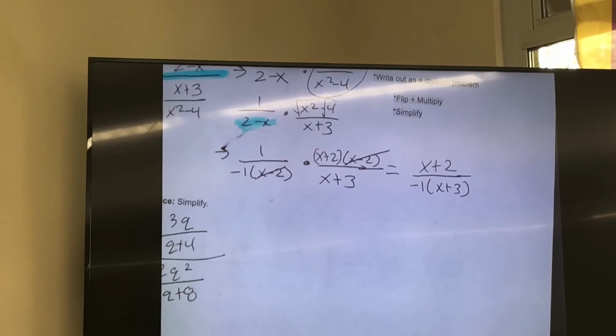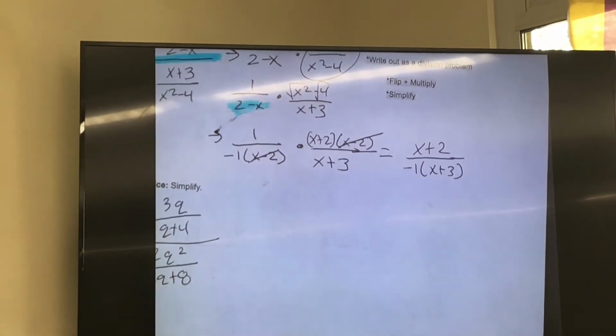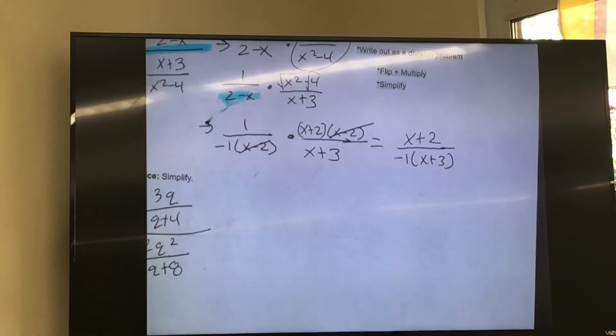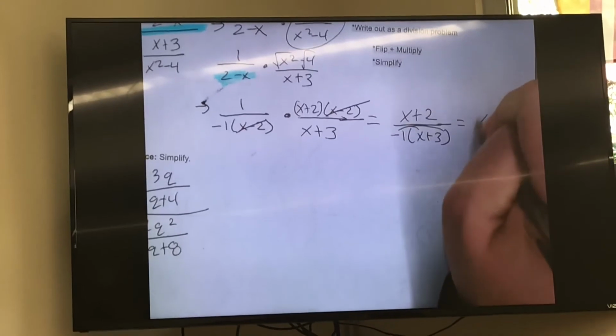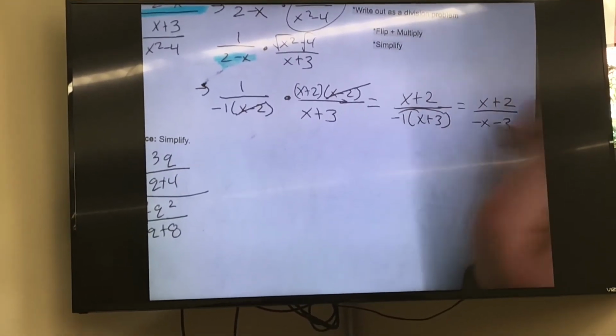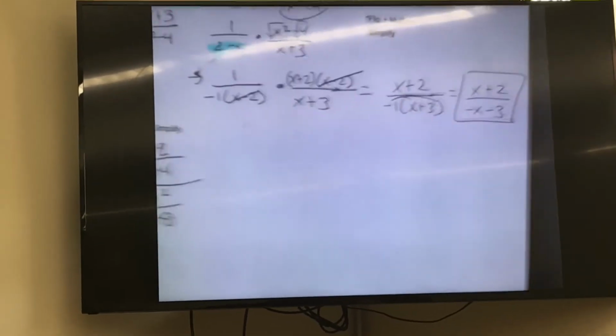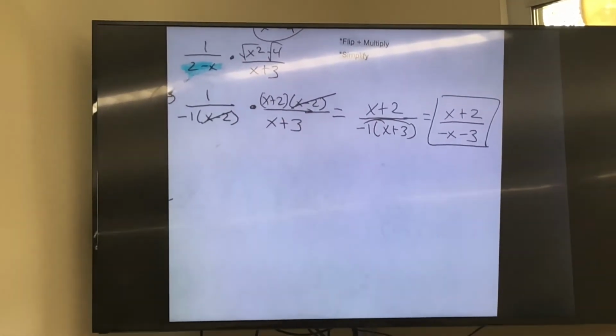Miss May, what would you like to see some of your students do with that negative 1? Distribute. On the bottom or on the top? Bottom fine? Bottom. All right. So x plus 2 over negative x minus 3. Okay? So that would be an acceptable answer for us.